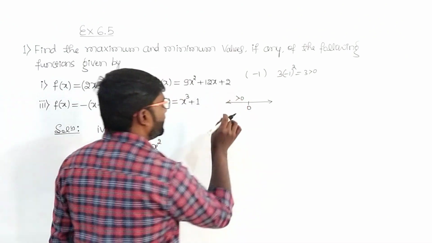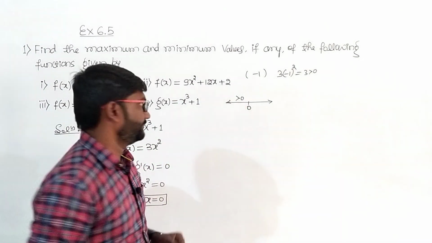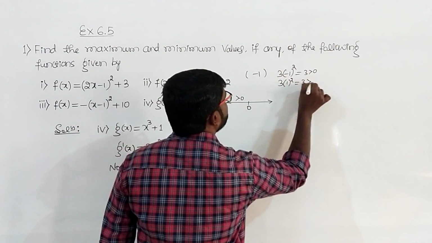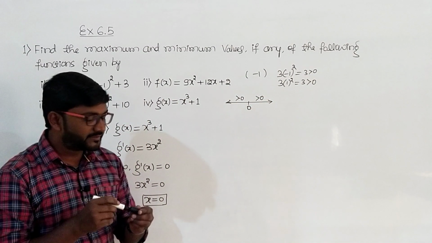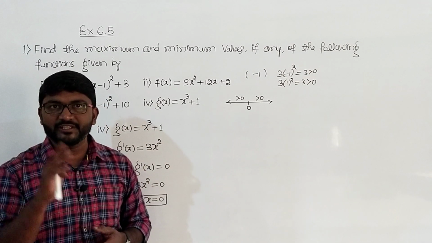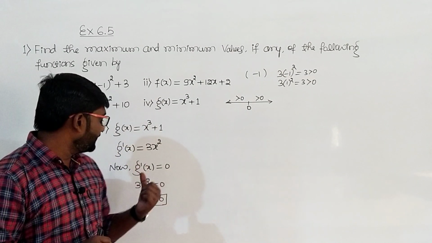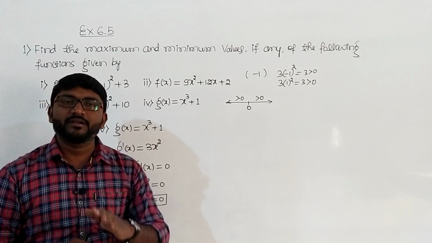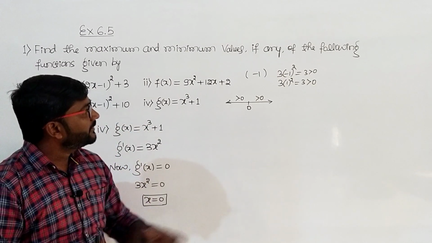And then now to the right, take one value to the right of 0. We can take plus 1. So it is 3 into 1 the whole square equal to 3. Again it is greater than 0. So what did you understand from this? The g dash of x sign is not changing. This indicates that the point x equal to 0 is neither a point of local maxima nor a point of local minima. Hence it is a point of inflection.